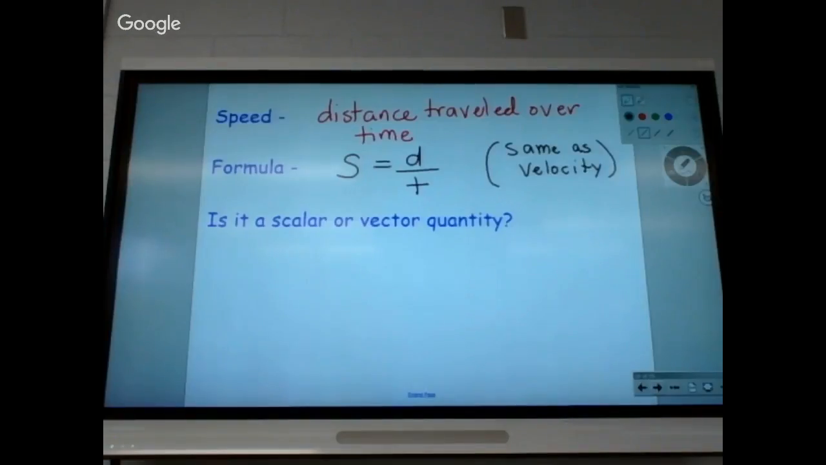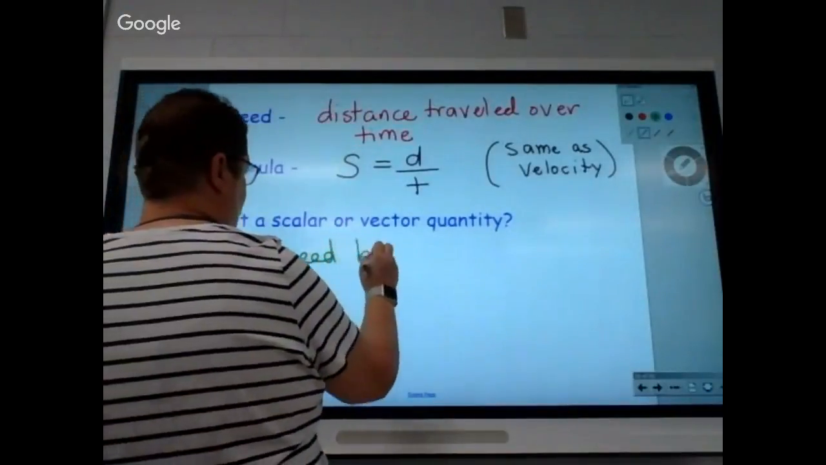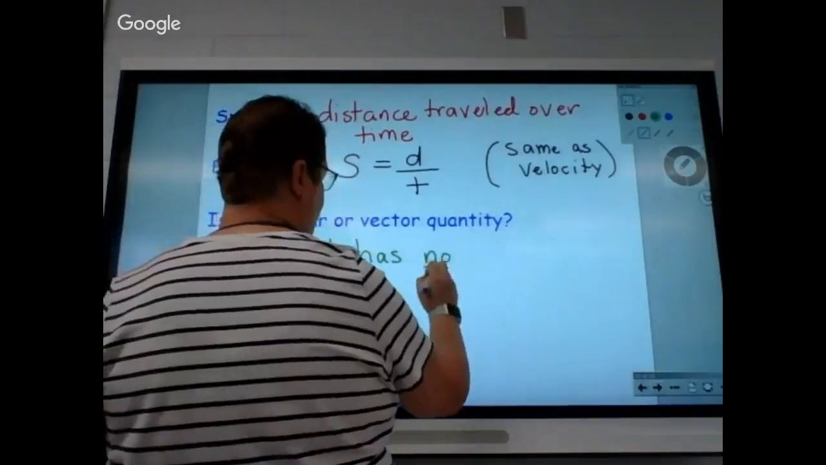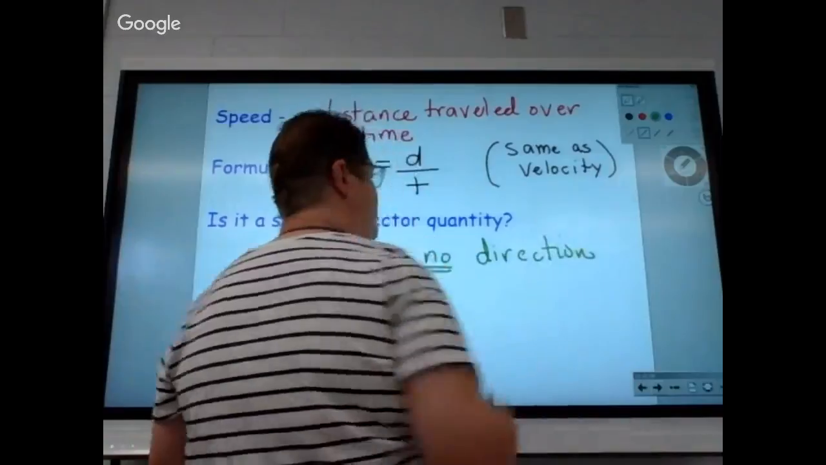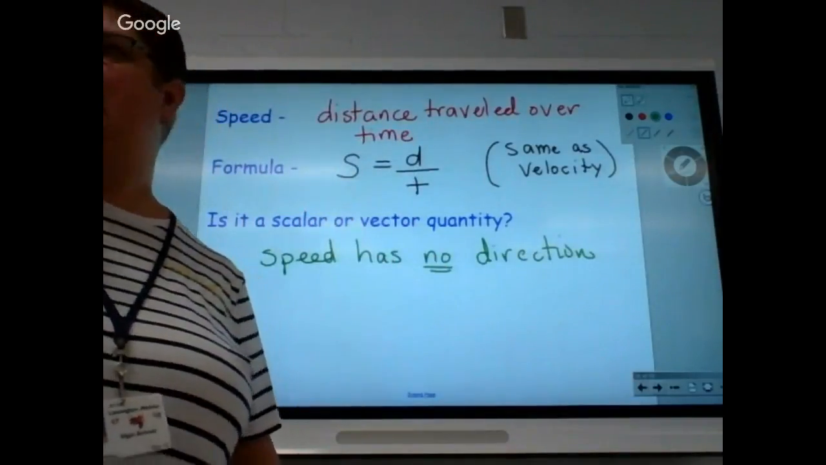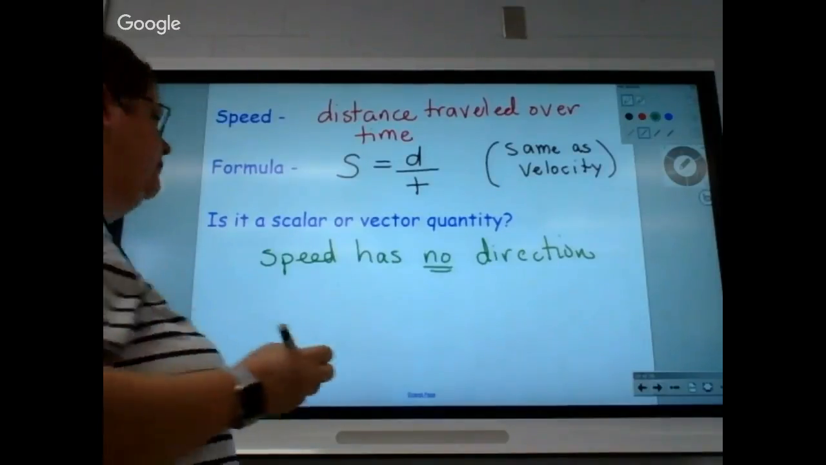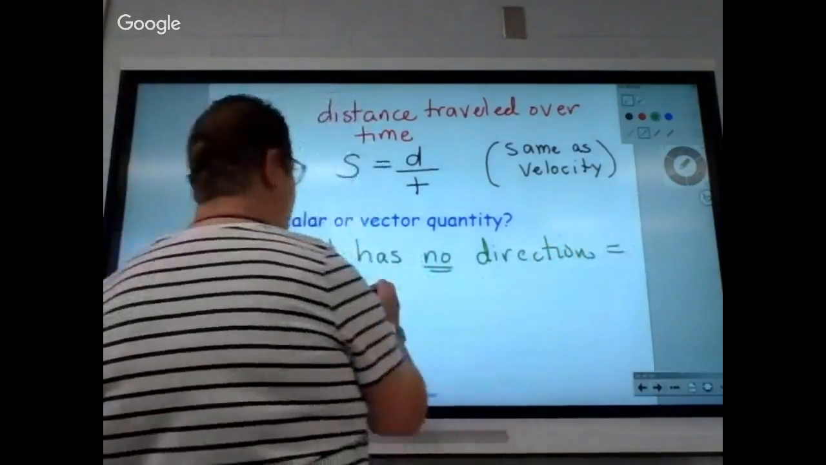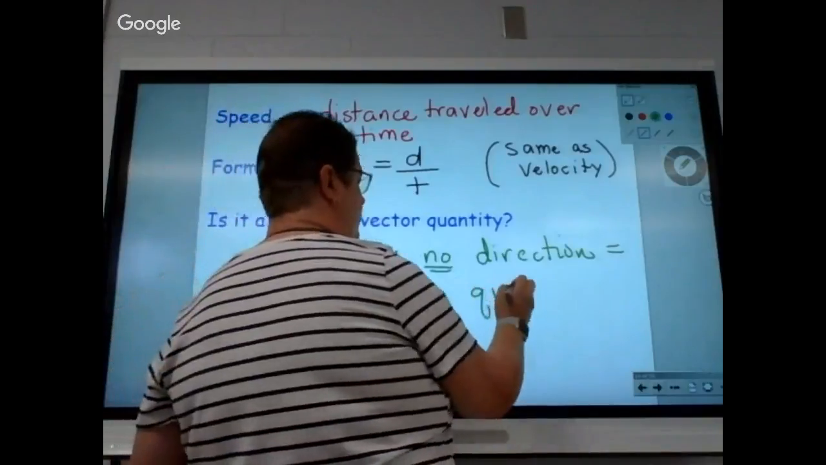Now, speed has no direction. All right? So, if speed has no direction, is it a scalar or is it a vector quantity? That's right. Because it has no direction, it's a scalar quantity.